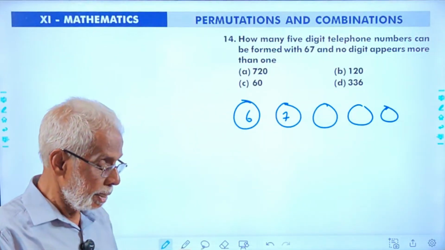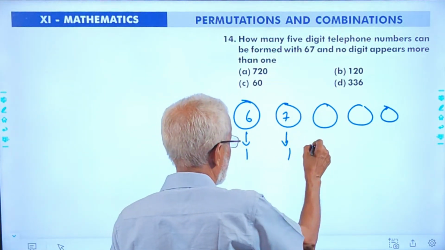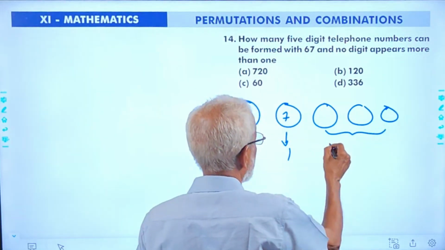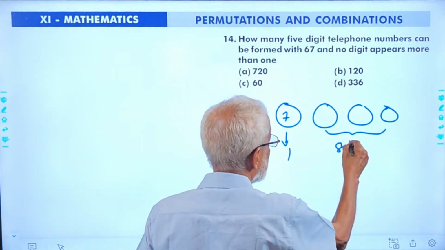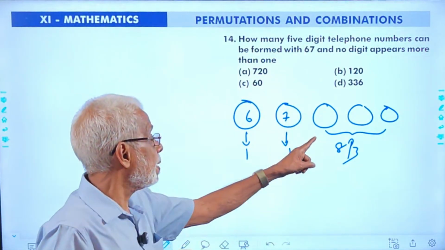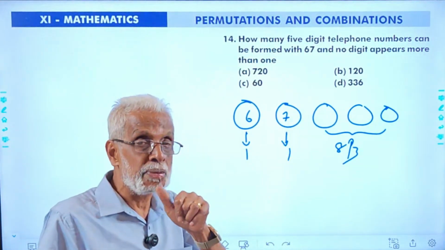The remaining first place can be filled in one way, second place also in one way. For the remaining 3 places, we have 8 digits to fill. The 8 digits can be filled in 8P3 ways. 1 into 1 into 8P3. 8P3 is equal to 8 factorial by 5 factorial.